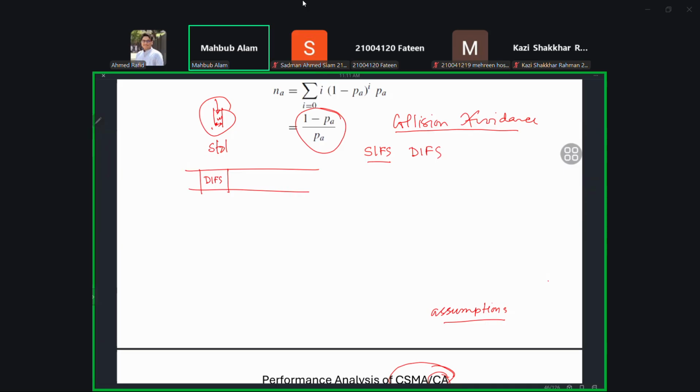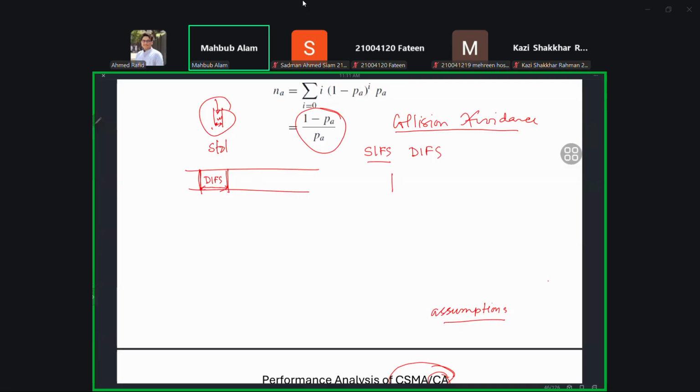Actually, 802.11 has two different modes: one is DCF, another one is PCF. Here, DIFS is the distributed interframe space. Before a station starts the transmission, the channel has to be free for this amount of time.